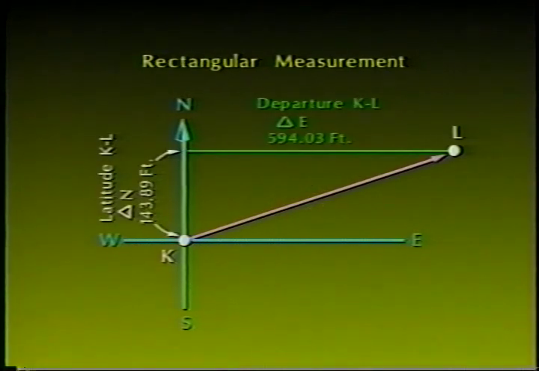Rectangular location ties a found point to a known location by two distances that are perpendicular to each other and usually aligned north and east, as shown in this graphic. Note that point L is referenced to point K by a departure or easting of 594.03 feet and a northing or latitude of 143.89 feet. Northings and eastings are also called delta Y and delta X respectively. Y and X are the standard designators for north and east distances in all trigonometric calculation procedures.